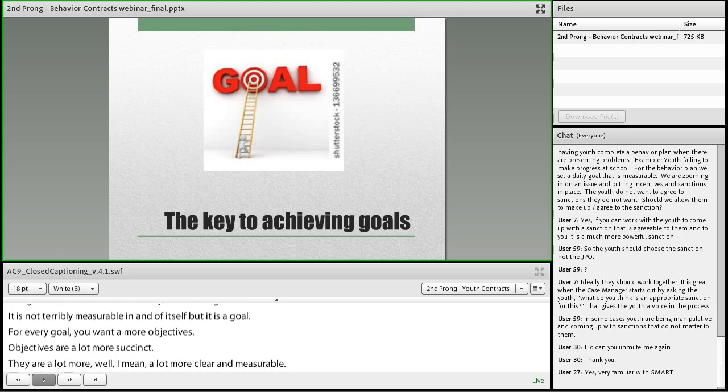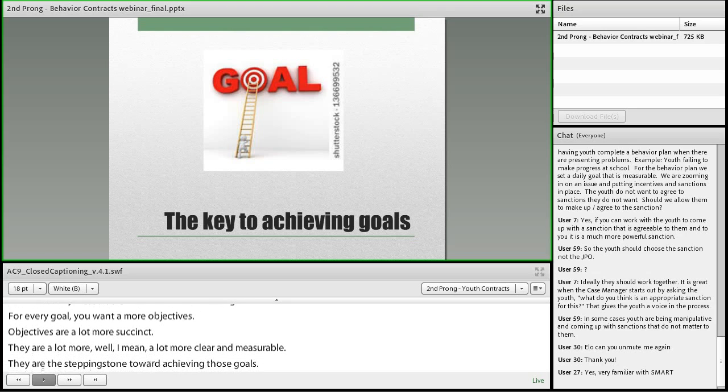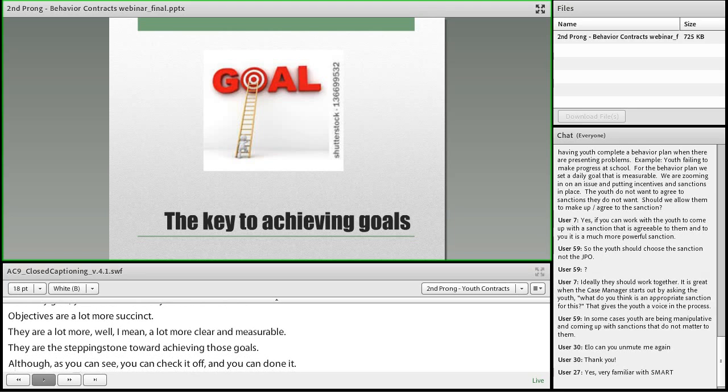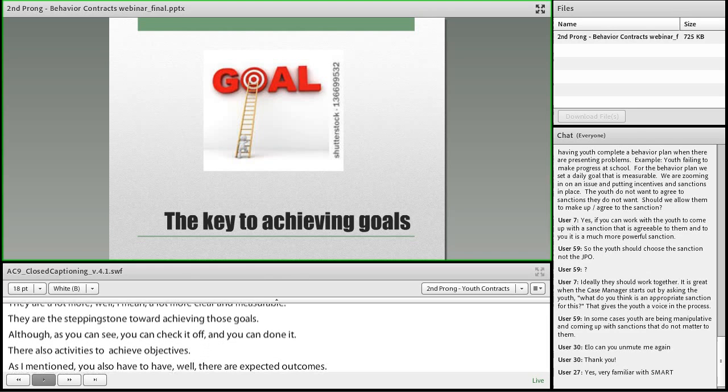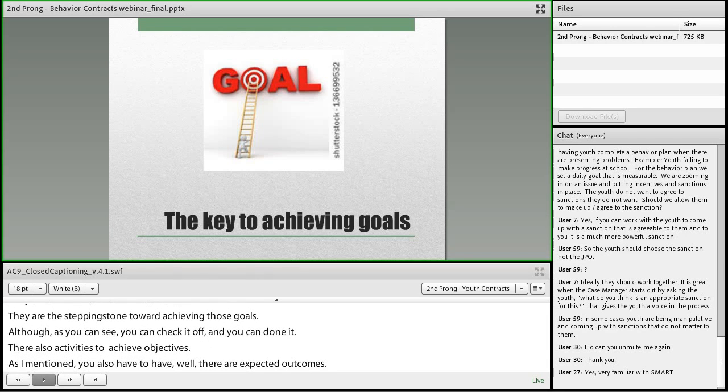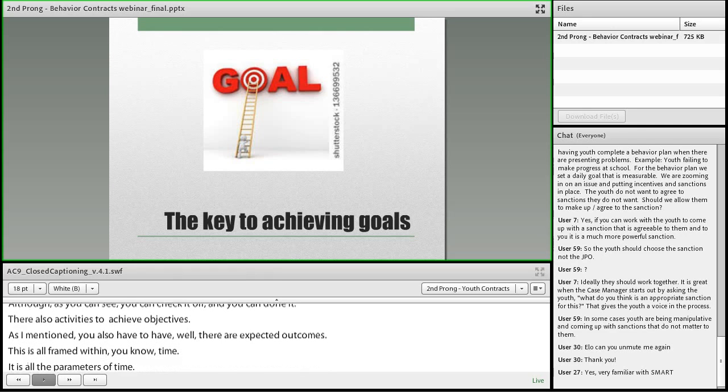But for every objective, there are also activities. To achieve objectives, you have to have specific activities. And as I mentioned, there are also expected outcomes. And this is all framed within time, the parameters of time. You have to achieve your goals in a certain amount of time. Otherwise, nothing ever gets done. So that's the definitional part of it.